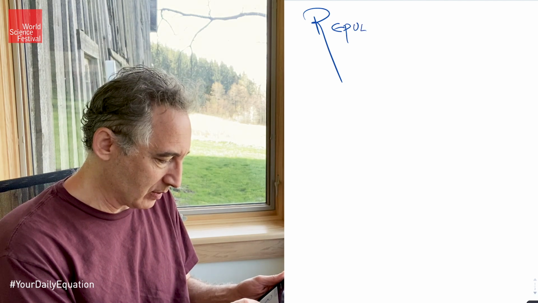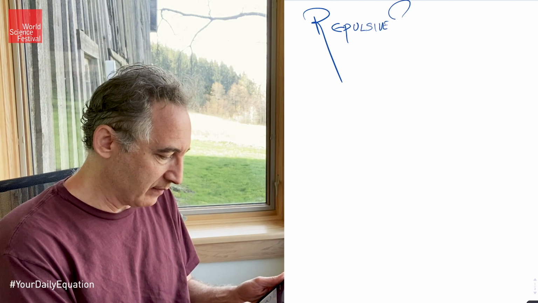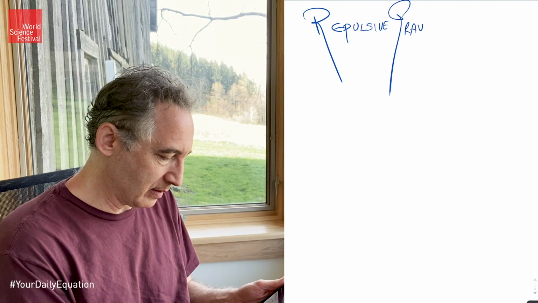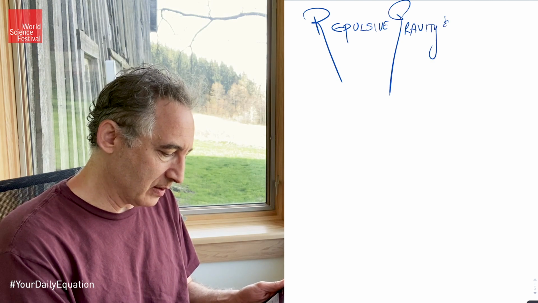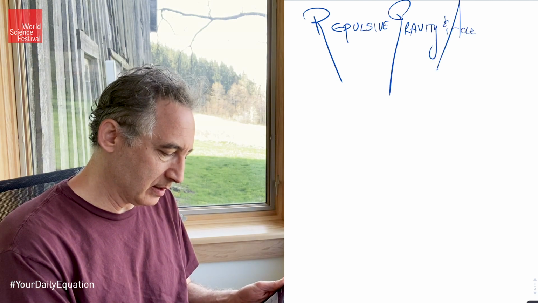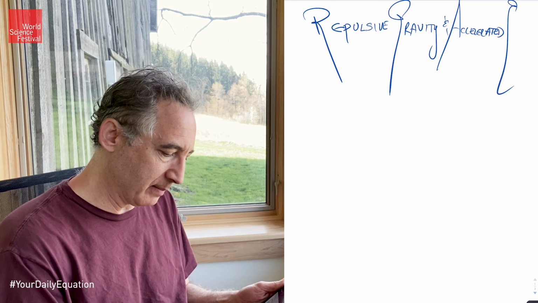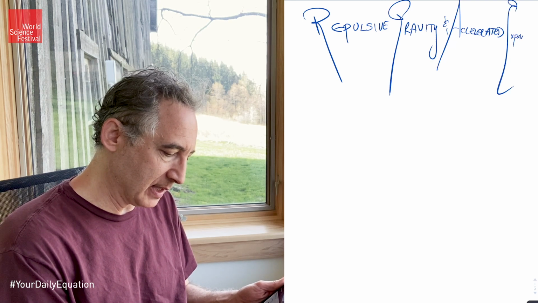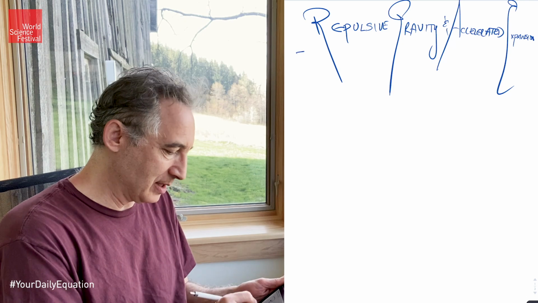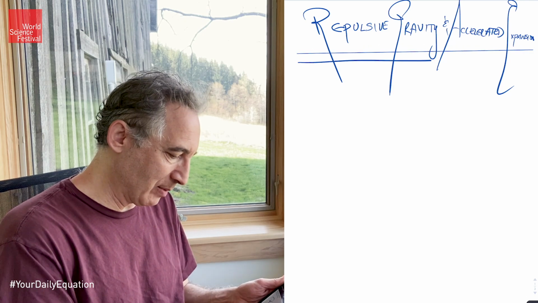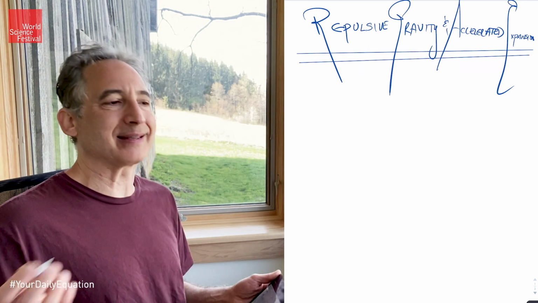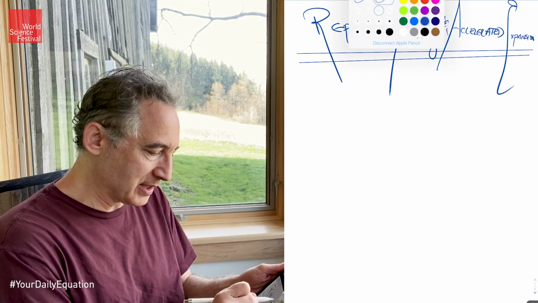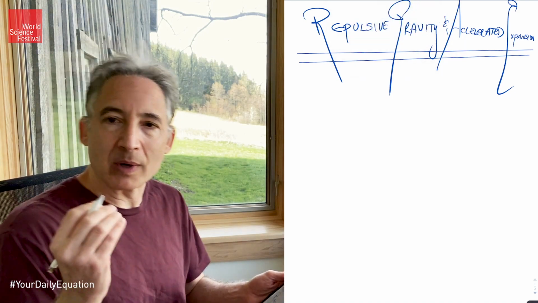So we're talking about repulsive gravity, and also accelerated expansion. I am out of room, so I will compensate by making my letters unnecessarily vertical. All right, repulsive gravity and accelerated expansion. All right, so let's just get in. I want to show you the equation behind this.